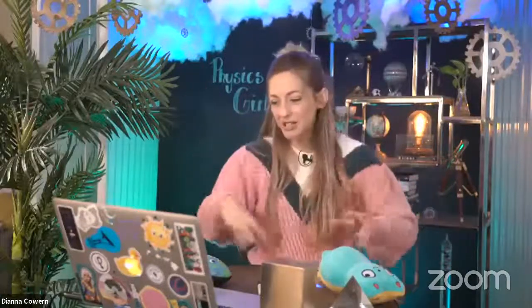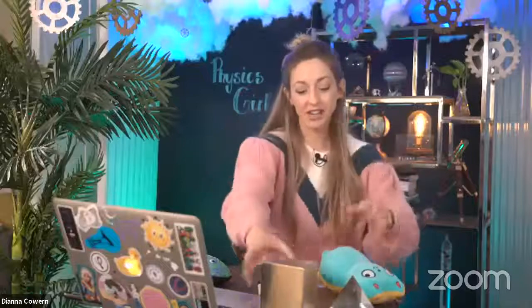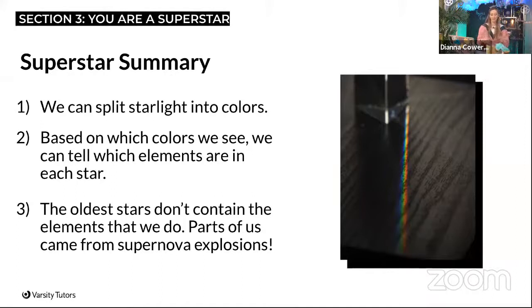That's so cool. So in conclusion to this section, we can split starlight into different colors like the CD does. And then based off of which colors we see, we can tell what elements the star is made of. And then the oldest stars don't contain the elements that we do that are in our bodies. So parts of us came from exploding supernova stars. That's cool. So you are a superstar. And I hope that that's all the proof you need, that you're made from ancient star stuff. That is pretty amazing. So it's fascinating.